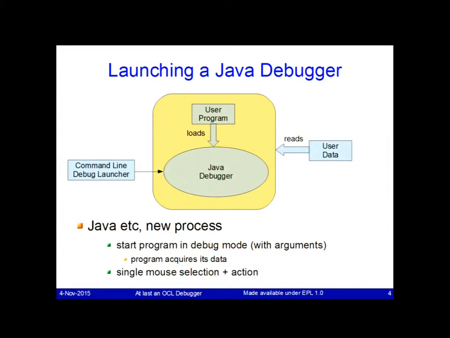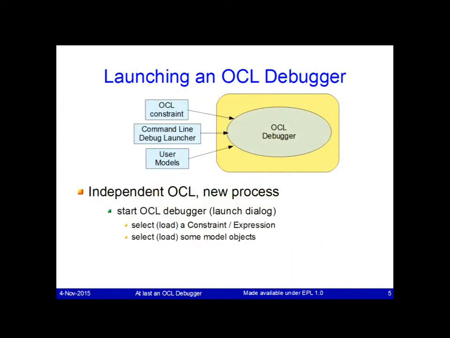I'm sure all of you are familiar with launching a Java debugger. Basically, with the aid of a command line or a launcher, you tell the Java debugger to load your program, which then loads your data, and you're up and running, and it all works beautifully, pretty much with a single mouse selection, because the context flows through.